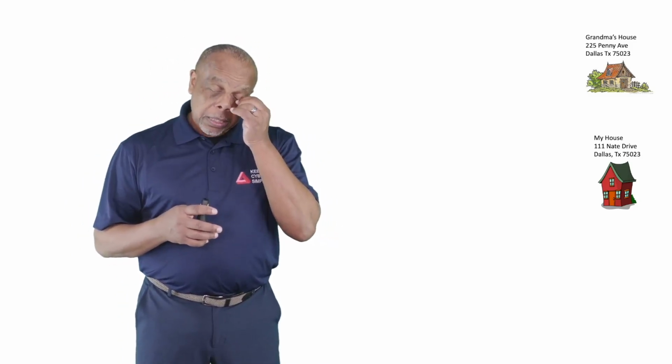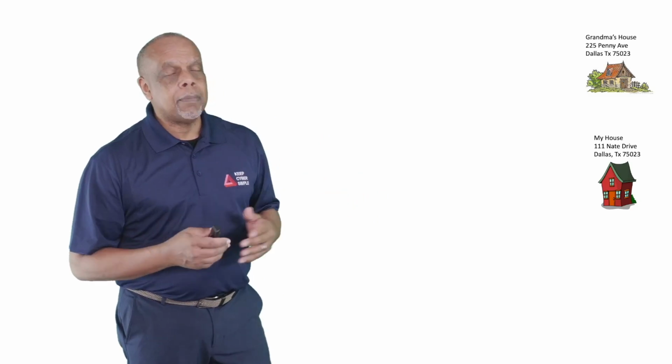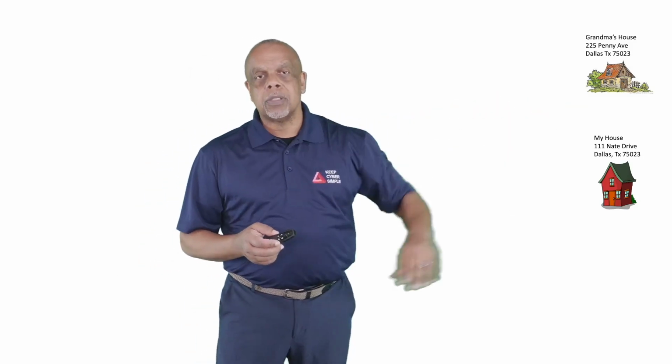All right, so to start this off, it comes down to two people. My house and my grandmother's house, okay? I live at 111 Nate Drive in Dallas, Texas. My beautiful grandmother that I love to death lives at 225 Penny Avenue in Dallas. We're in the same zip code, 75023, so she's right here in the neighborhood.